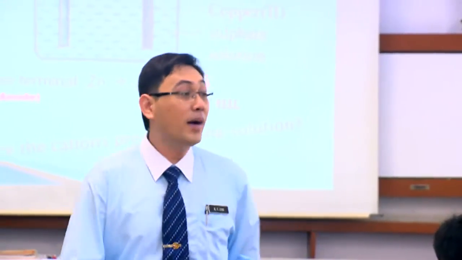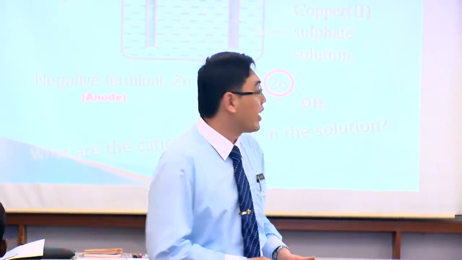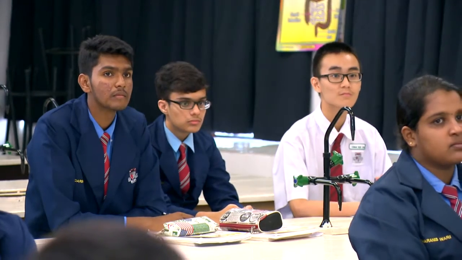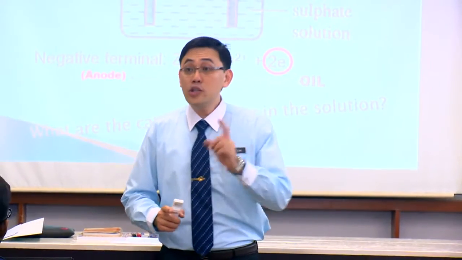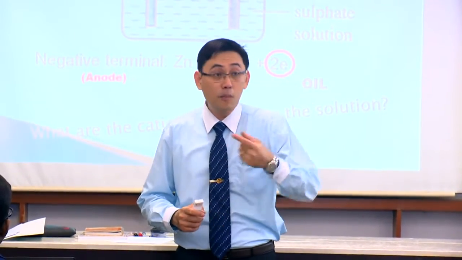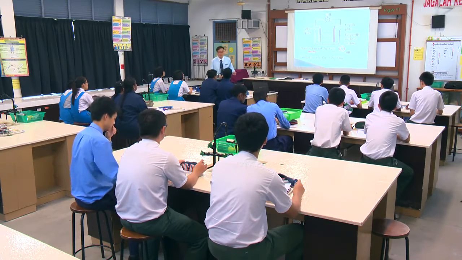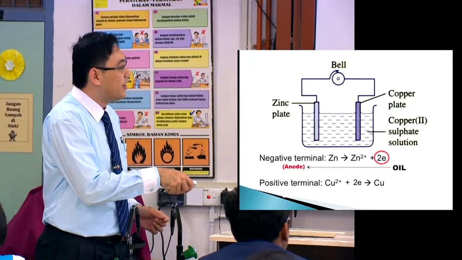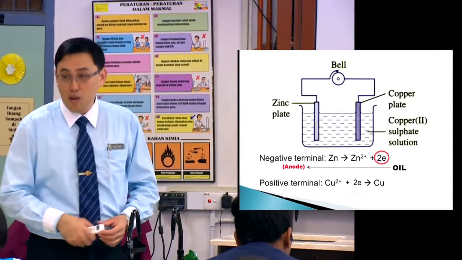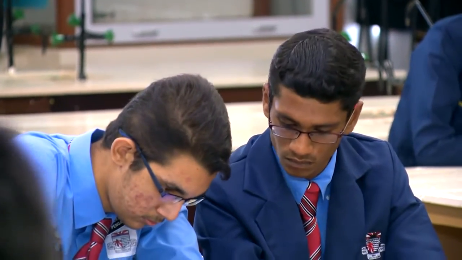Thank you. Among the copper ion and the hydrogen ion, let's have a look at the electrochemical series. Copper and hydrogen, which one is located at the bottom? Copper. So who is going to receive the electron, copper ion or hydrogen ion? Copper 2 ion will receive the electron. So how are we going to write down the equation? This Cu2+ will gain the electrons, then be turned into the copper atom. So help me write down the answer for the equation.